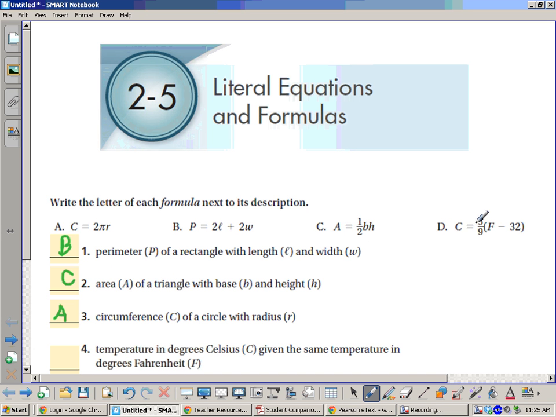And the last one, C equals 5/9 parentheses F minus 32, is referring to temperature in Fahrenheit and Celsius, and that's actually a conversion formula. You don't have to remember that, but it is that. So D is for the temperature in degrees Celsius, and that's converting it from Fahrenheit.